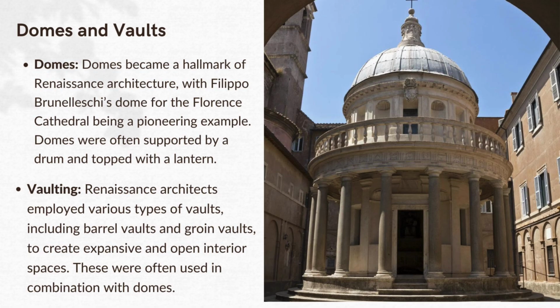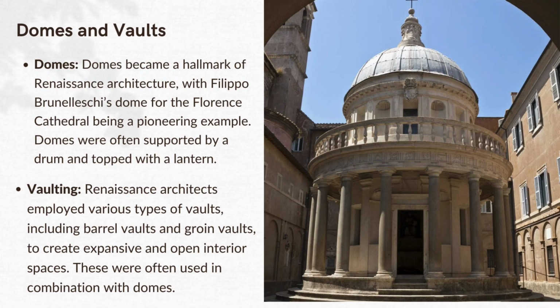The third one is the domes and vaults. Domes became a hallmark of Renaissance architecture, with Filippo Brunelleschi's dome for the Florence Cathedral being a pioneering example. Domes were often supported by a drum and topped with a lantern. Second is the vaulting. Renaissance architects employed various types of vault, including barrel vault and groin vault, to create expansive and open interior spaces. These were often used in combination with domes.